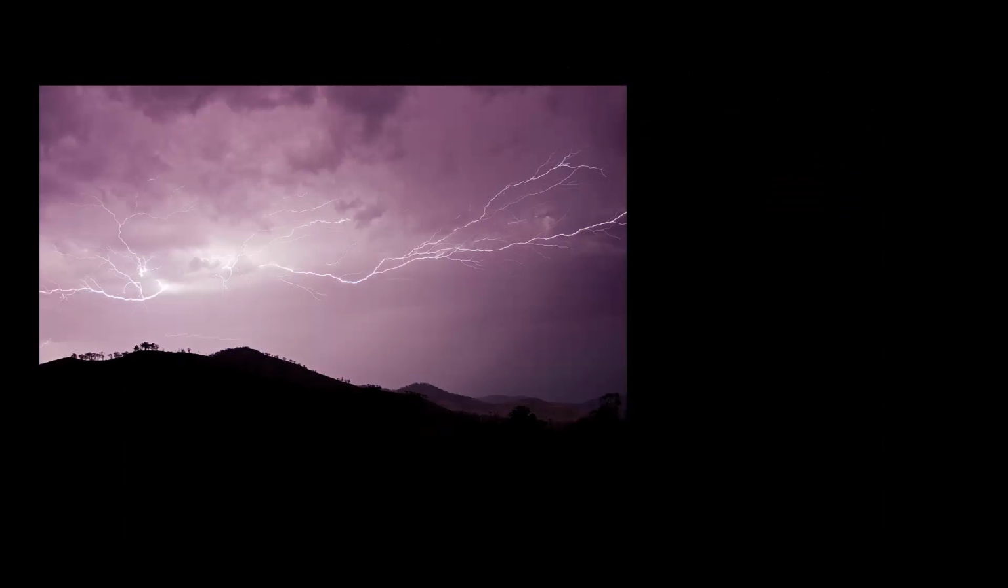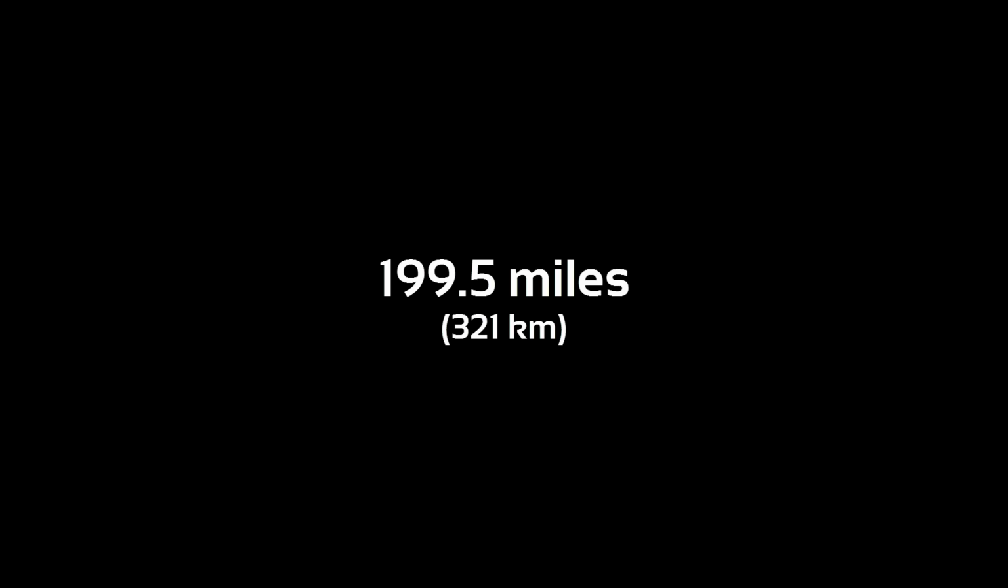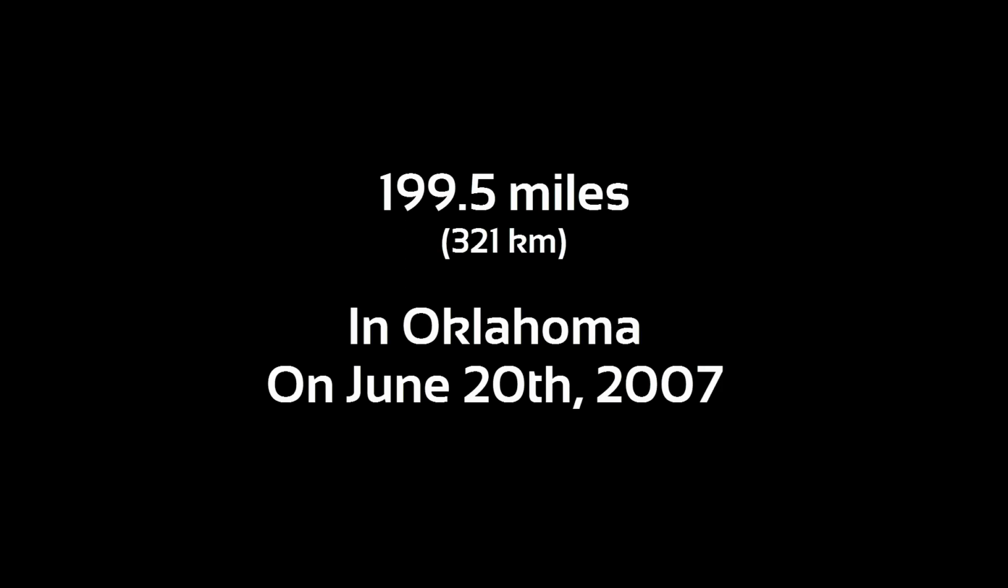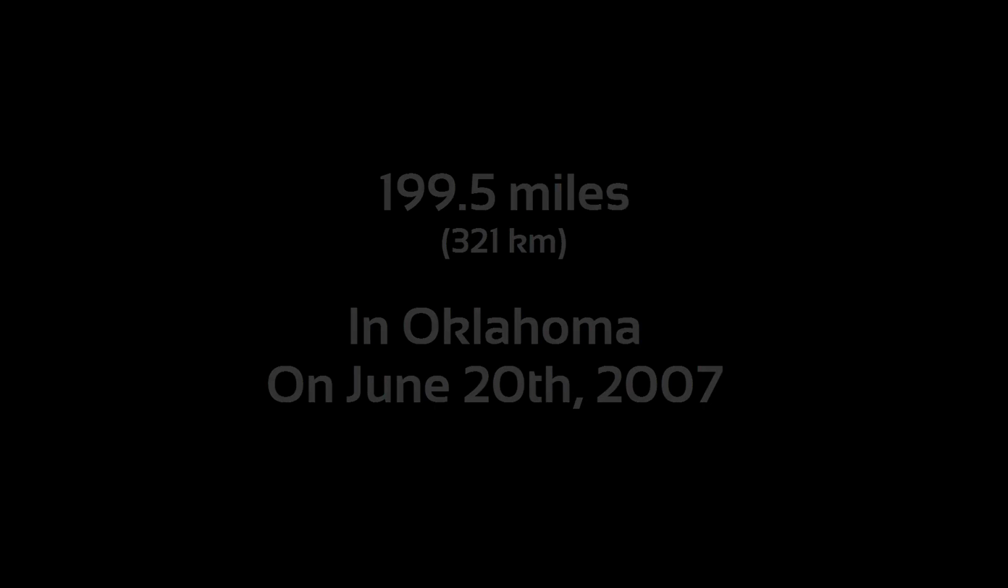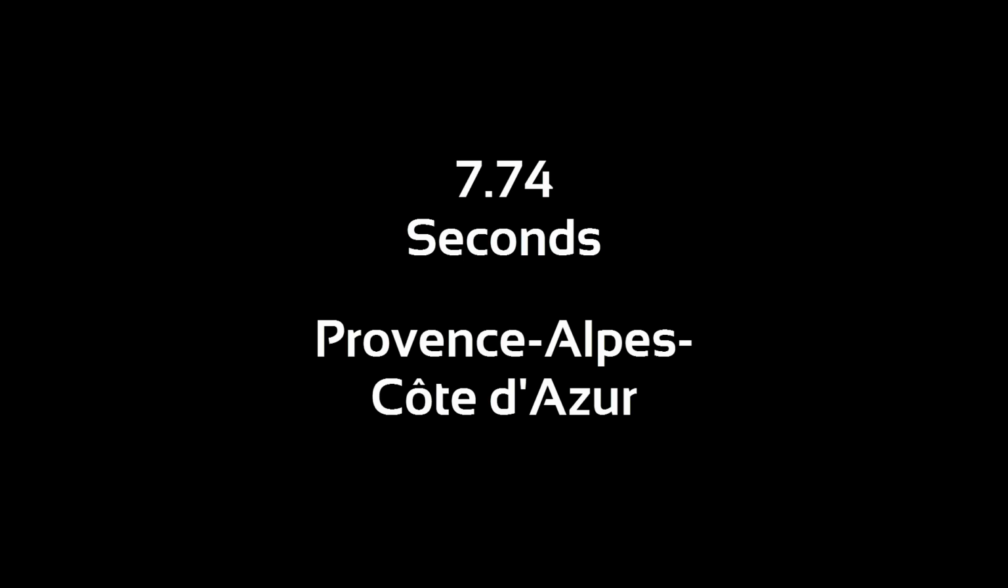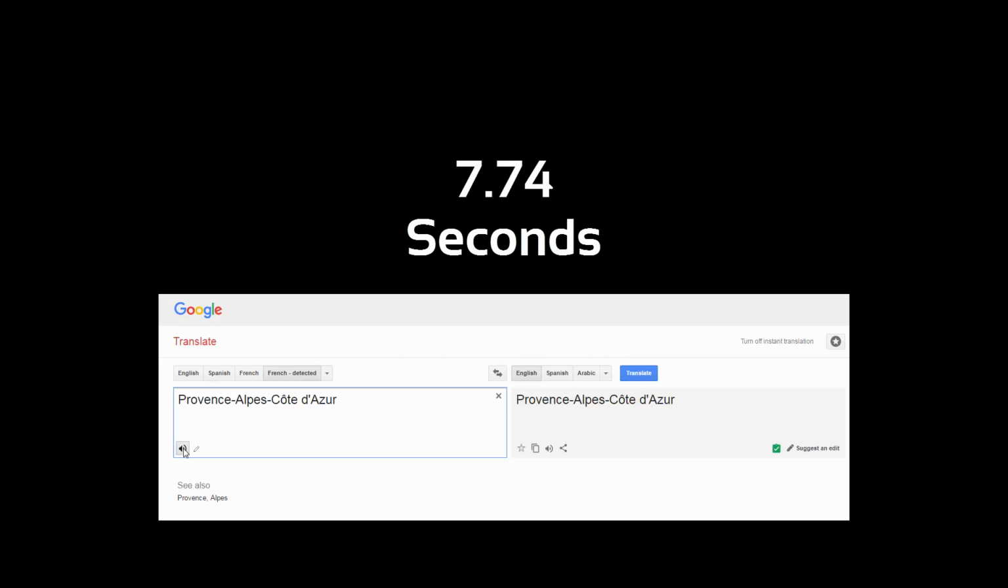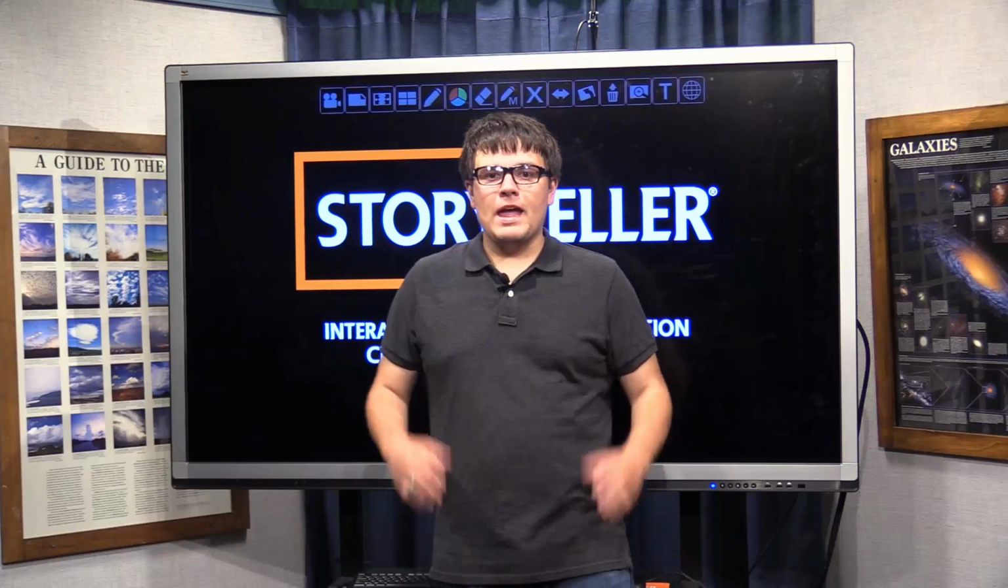The longest recorded lightning strike from its origin point was recently confirmed by the World Meteorological Organization to be a staggering 199.5 miles long in Oklahoma on June 20th, 2007. The longest lightning flash duration of 7.74 seconds was recently recorded over, pardon my French for this, Provence-Alpes-Côte d'Azur, this place in France.